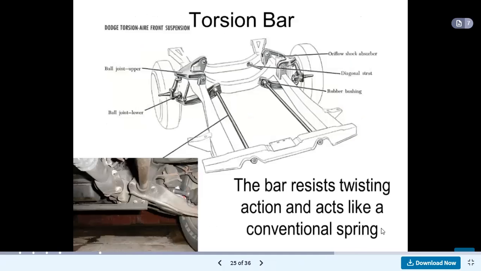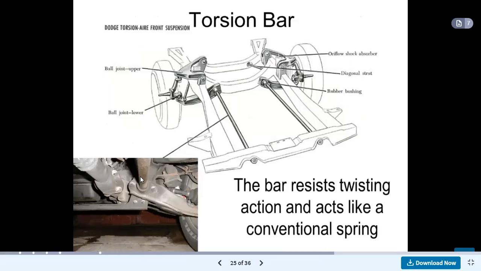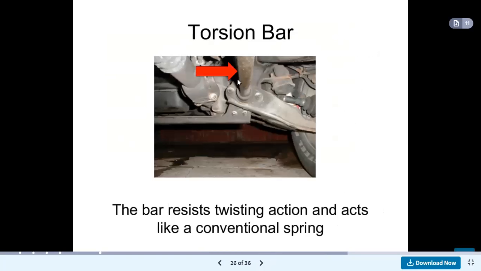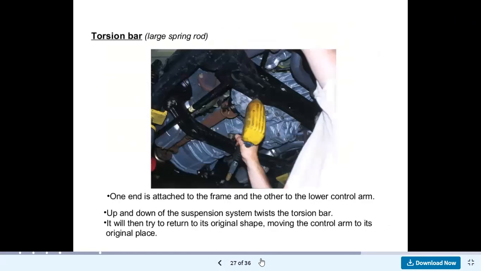If we see the example of torsion bar, this is the actual view of torsional bar. It is called as torsional bar. The bar registers twisting action and acts like a conventional spring. If we observe here again, torsion bar is available.